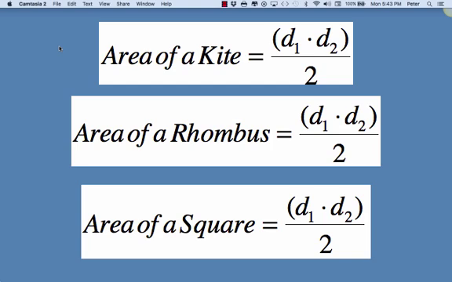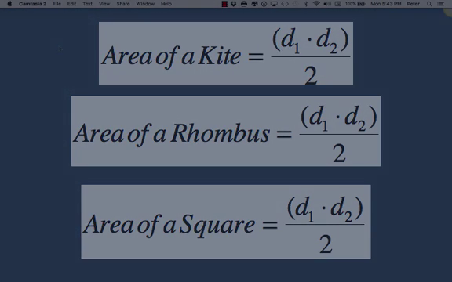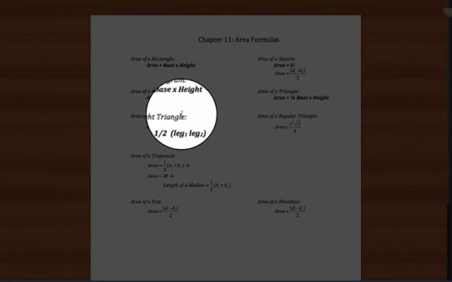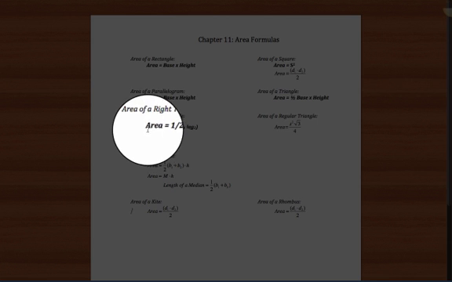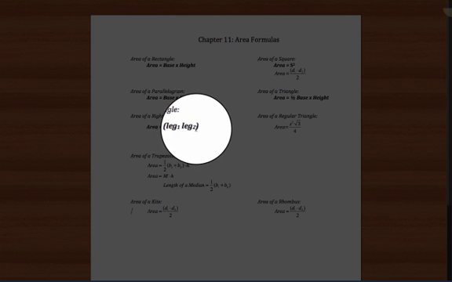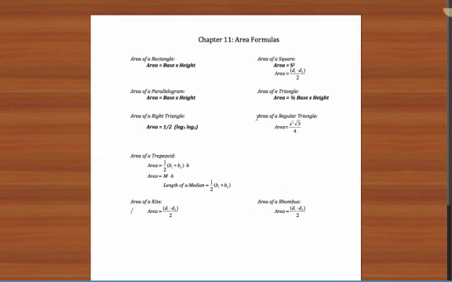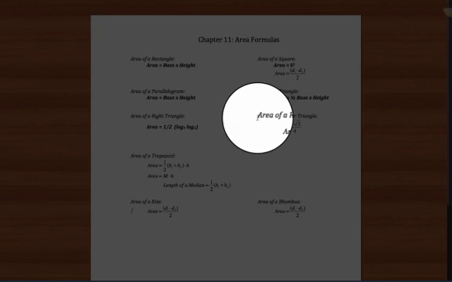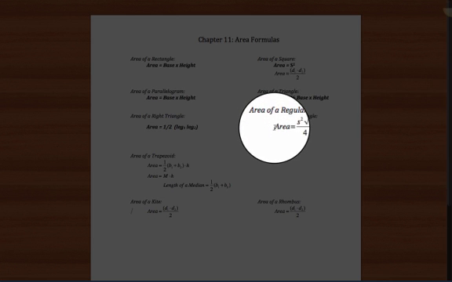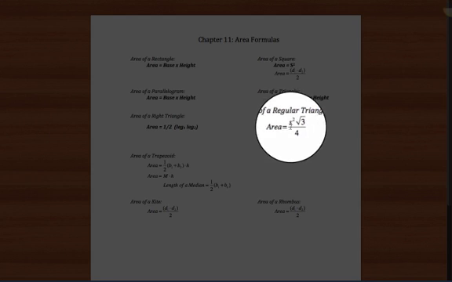Now let's take a look at our summary sheet for all of the formulas and see how this thing's filling up. So as you can see, we've added the area of a right triangle, which has come up in the exercises, as the area equals 1/2 leg 1 times leg 2. We've also added a formula that came up in the exercises, the area of a regular triangle. You could also express that as equilateral or equiangular. And that is area equals s squared root 3 over 4.